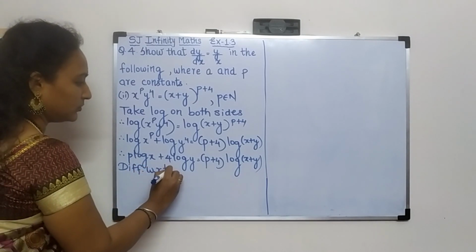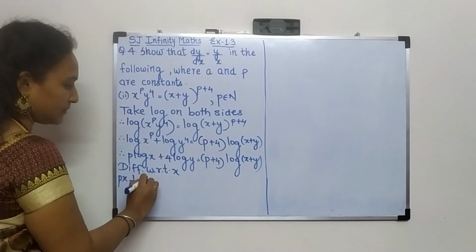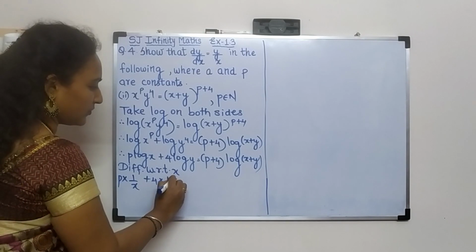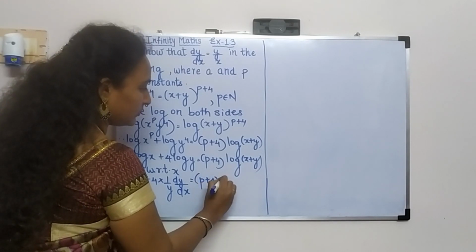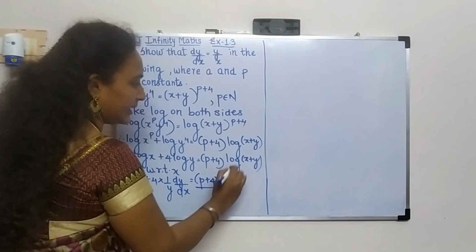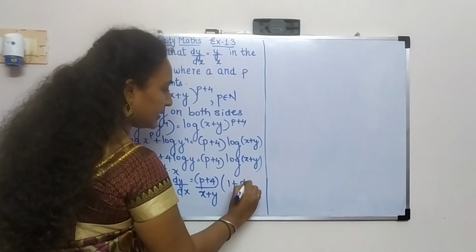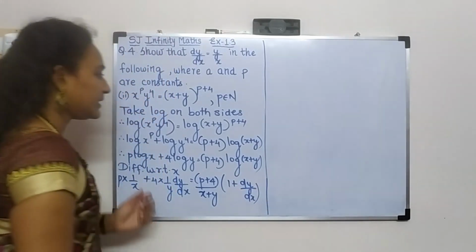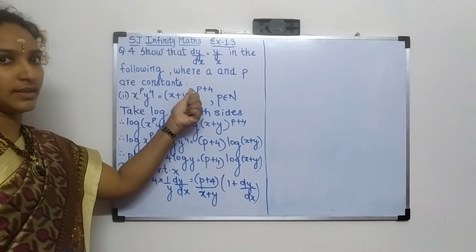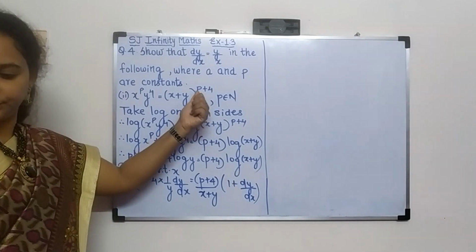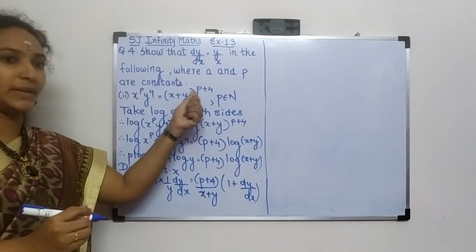Differentiating with respect to x, we have p into 1/x + 4 into 1/y dy/dx = (p + 4). See, the derivative of log(x + y) is 1/(x + y) into (1 + dy/dx). See, everything remains the same. Only this p and 4 is different and this p + 4 is different. There it was 12. There it was 7 and 5. Here 7 + 5, that is 12. Here it is p and 4 and p + 4.